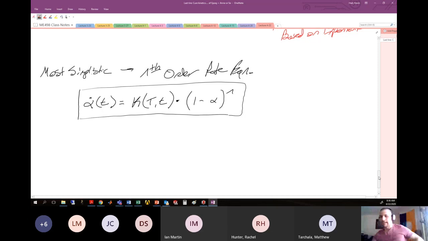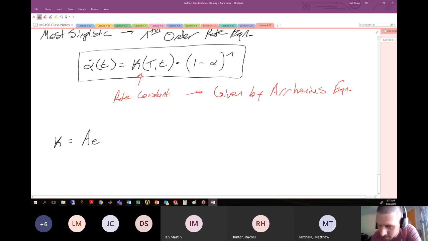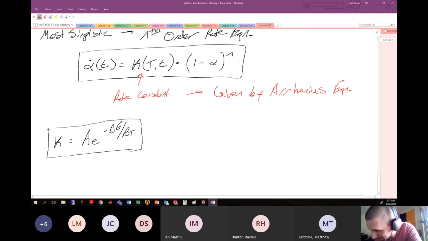This reaction rate K, as with most chemical reactions, is governed by the Arrhenius equation. So this is the rate constant. And it's usually governed by, gotta make sure I spell this right, Arrhenius. Did I get that right? Yes. Spelling for the win. So almost always this K is going to be something like A e to the negative delta E over RT. I hope that you have seen this before. If you haven't, I don't know what they're doing in your chemistry class.